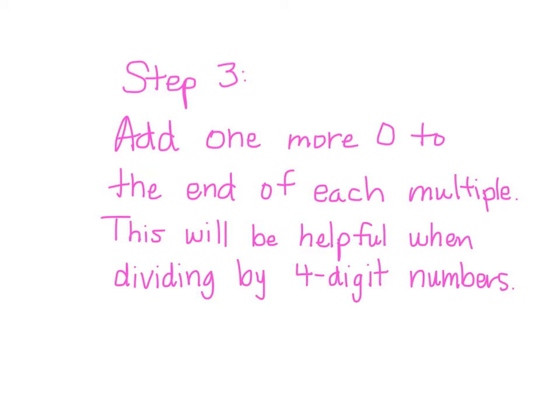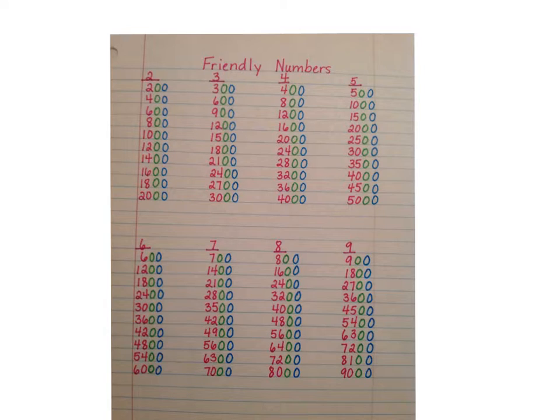Step 3, add one more 0 to the end of each multiple. This will be helpful when we're dividing by 4-digit numbers. So if we have a 4-digit number we need to divide by a 1-digit number, our friendly numbers that are much larger will be very helpful for us. So here you can see a picture. I have added in the third part, the zeros that come after.